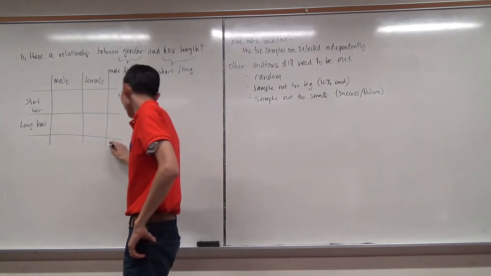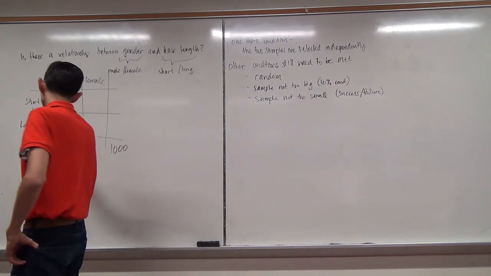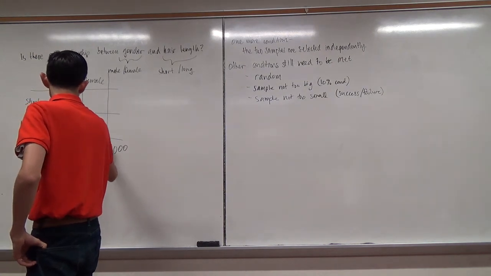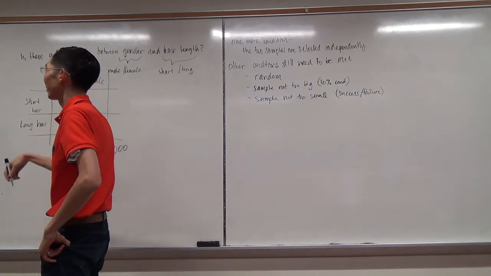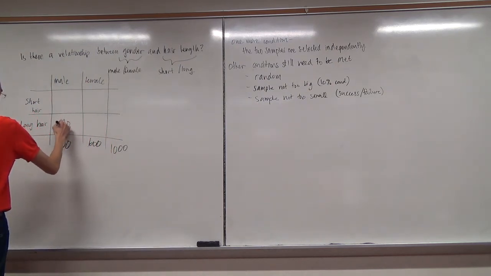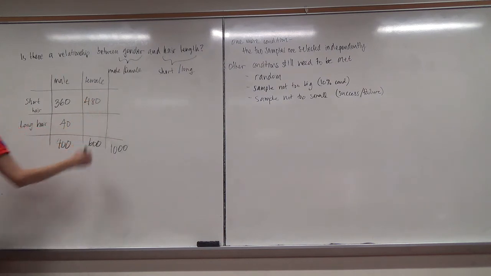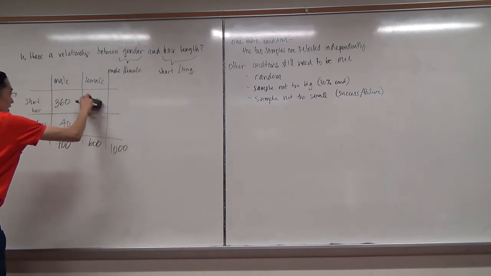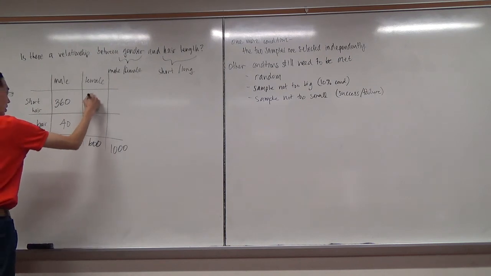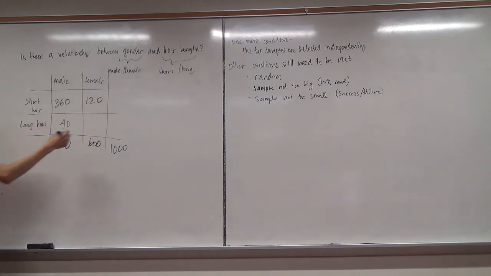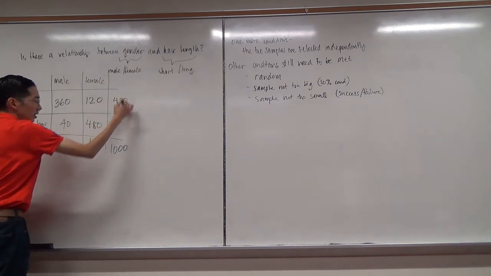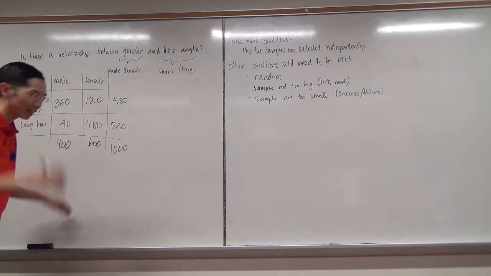Okay, so let's just keep our numbers simple. Let's say we had 1,000 people surveyed: 400 males, 600 females. Let's say 40 of the males have long hair, which means 360 of the males had short hair. And 120 females had short hair and 480 females had long hair. Okay, so that leaves me with 480 and 520.